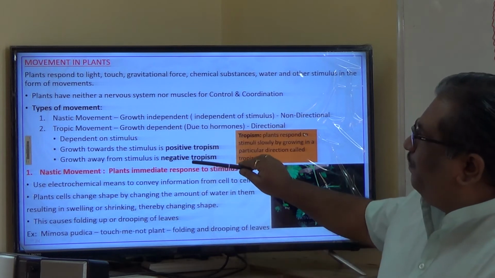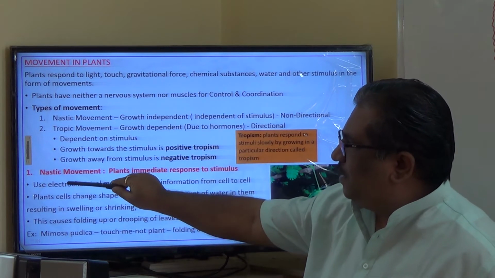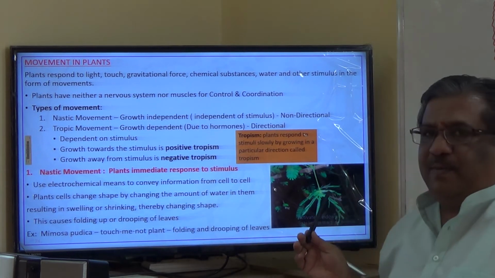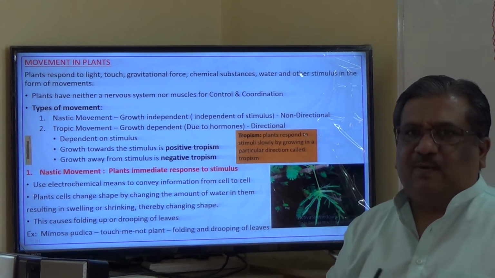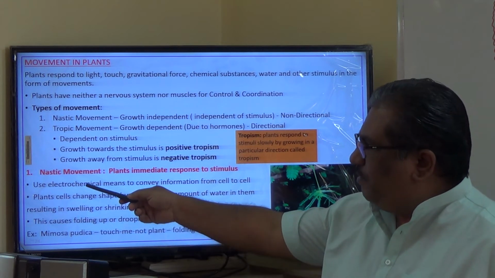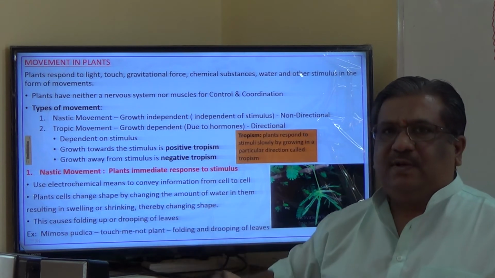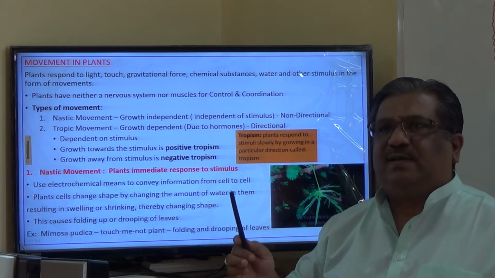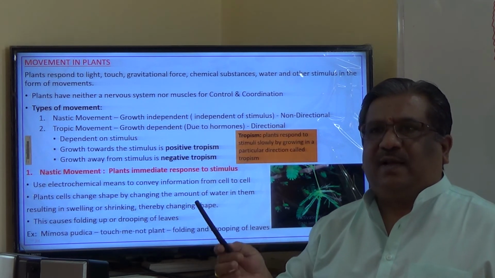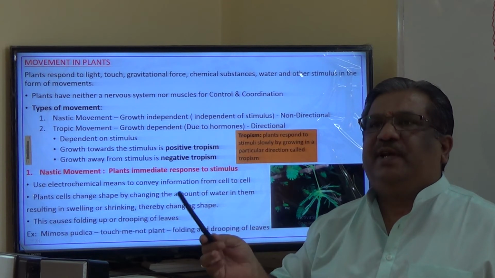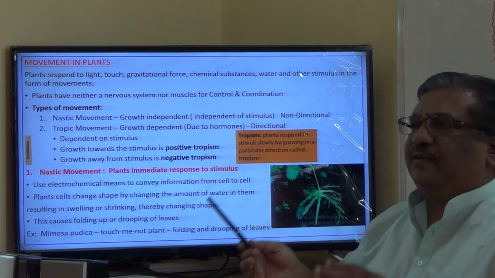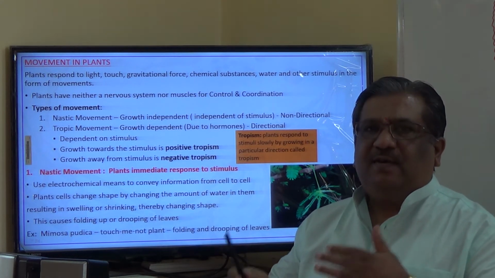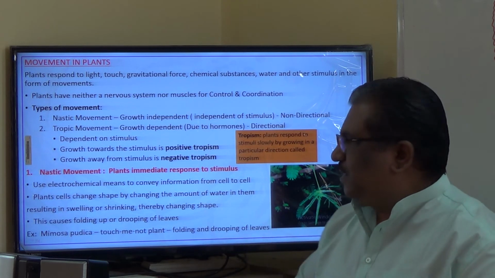Okay. So out of this, the first part is written here: nastic movement. Plant's immediate response to the stimulus shows nastic movement. A few important points here. They use electrochemical means for communicating from cell to cell. What communication here? The communication of touch. So the communication of touch is transferred to different parts of the plant by means of electrochemical signal from cell to cell. Do you understand? That is how it is.